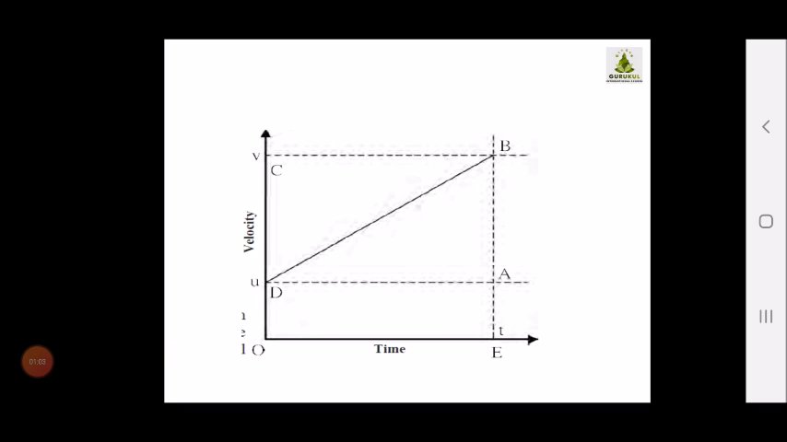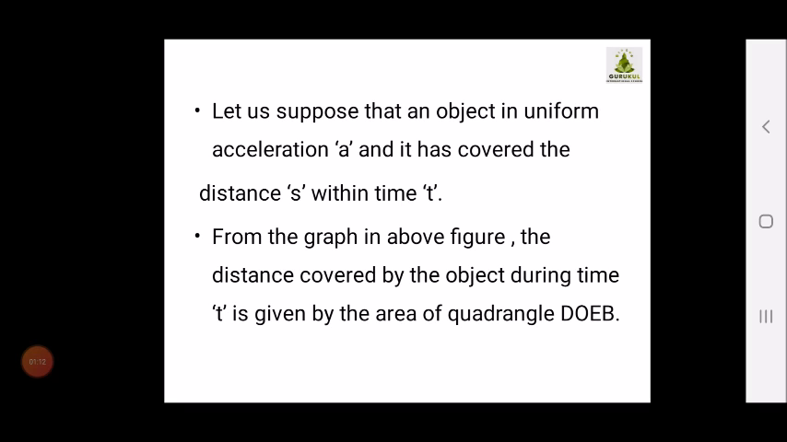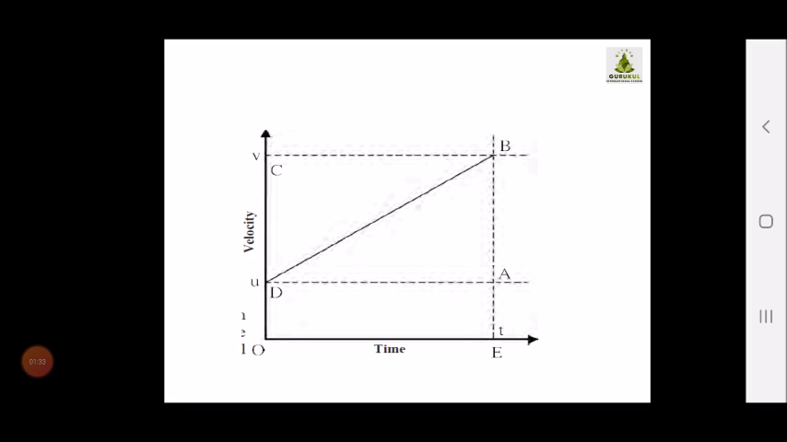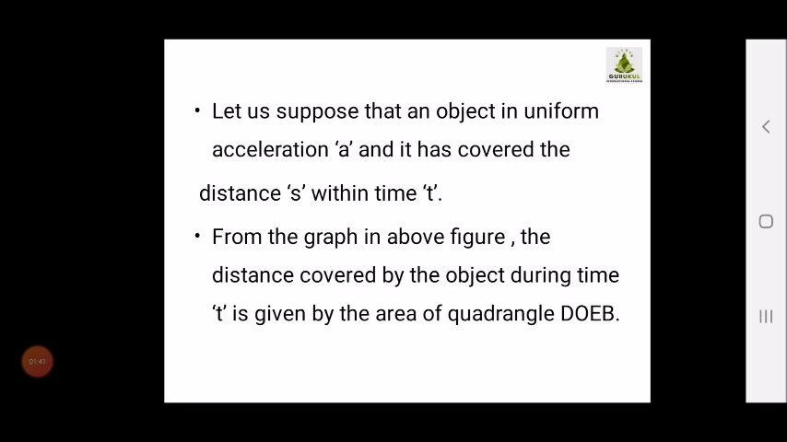Now this is the diagram given, time versus velocity. It is already given in your Science and Technology textbook. Here, suppose an object is in uniform acceleration and it has covered the distance S in the time interval t. So from the above figure, the distance covered by the object during the time t is given by the area of quadrangle DOEB. Here you are able to see the quadrangle DOEB.